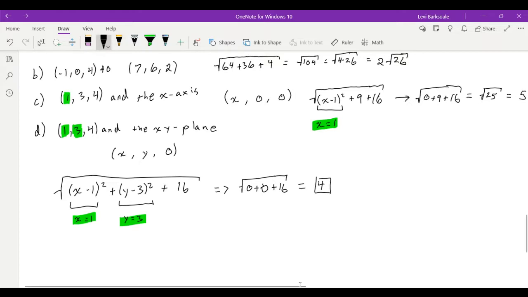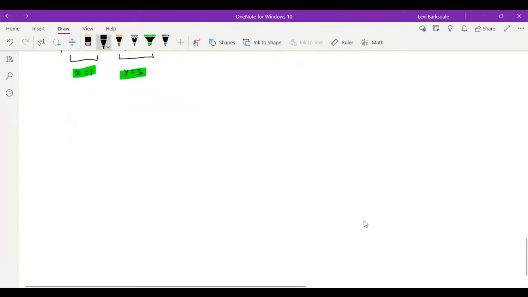And that's how you find distance. So now let's go ahead and move on to something else. Let's take a look at some vectors.